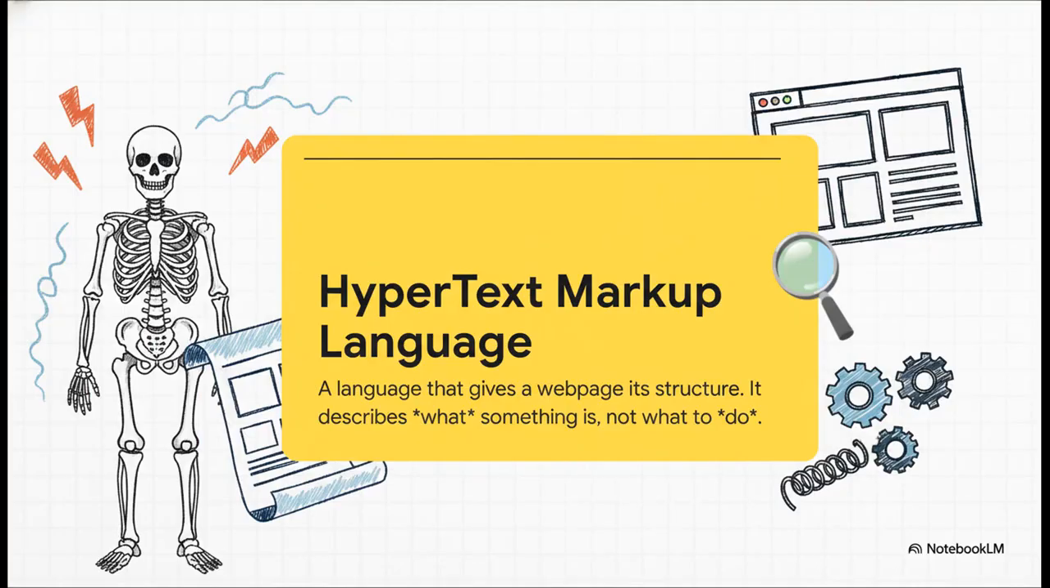The name itself, HTML, actually tells you everything you need to know. The hypertext part? That just refers to the links that connect web pages. I mean, that's what makes the web a web, right? And markup language means we take plain text and we mark it up with special tags to give it meaning. It describes what something is, which is totally different from a programming language that tells the computer what to do.